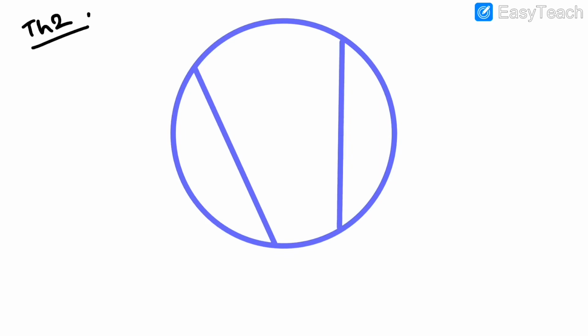Okay, let me draw the center. So the theorem which comes from that is that equal chords, if these two are equal, this is how you show equal, that this length is equal to this length, AB, CD.